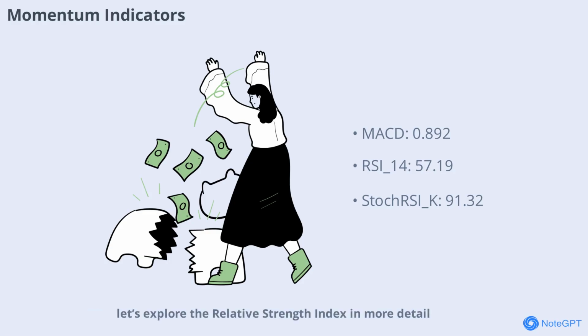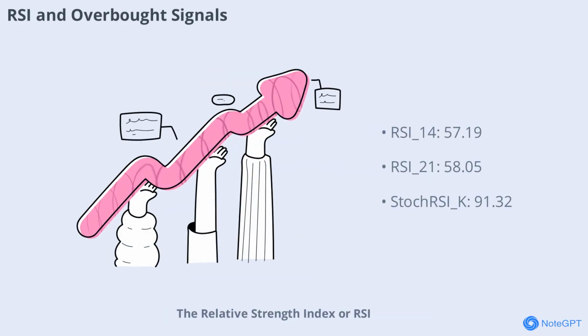Next, let's explore the Relative Strength Index in more detail. Relative Strength Index, or RSI, is a popular tool for identifying overbought or oversold conditions. With RSI 14 at 57.19 and RSI 21 at 58.05, CSCO is comfortably in the neutral zone but edging towards the higher side. The stock RSIK at 91.32, however, is much higher, suggesting the stock could be overbought in the very short term. This combination means that while the overall trend remains positive, there could be a pause or minor correction ahead. Let's now look at the average true range to gauge volatility.